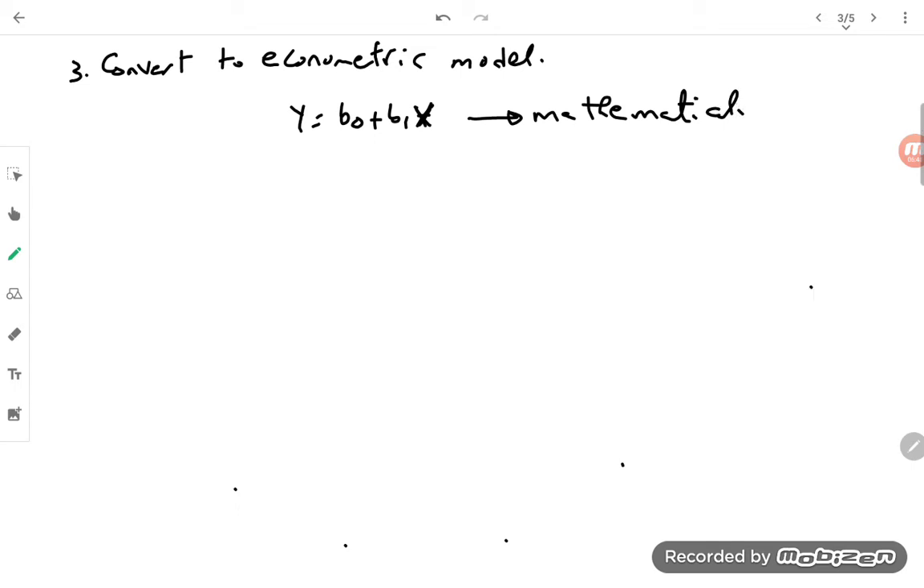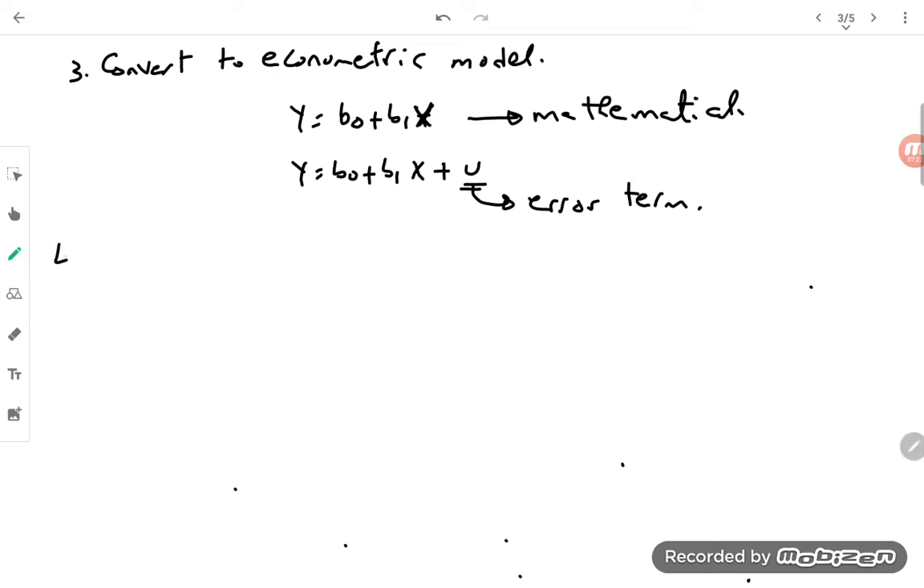this means that we are going to write it as y equals b naught plus b1 x plus u, where u stands for the error term. So the main difference is the error. This means that the econometric form is an approximation for reality or the average values. Later on, we are going to explain this in detail.